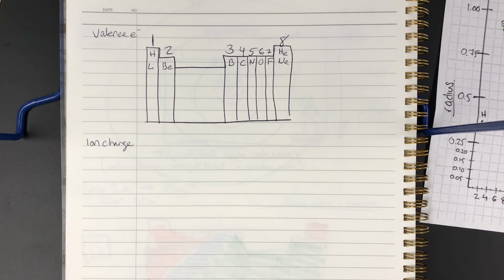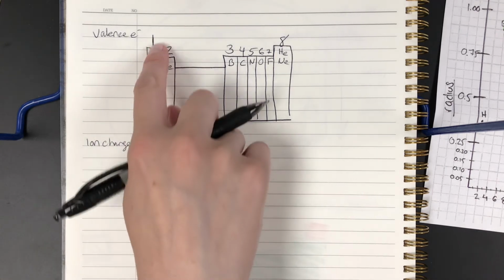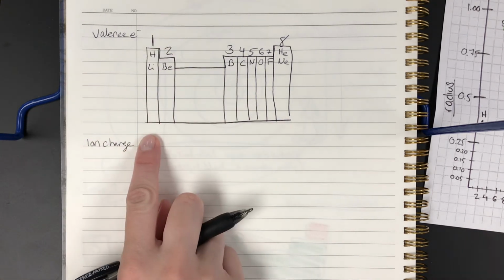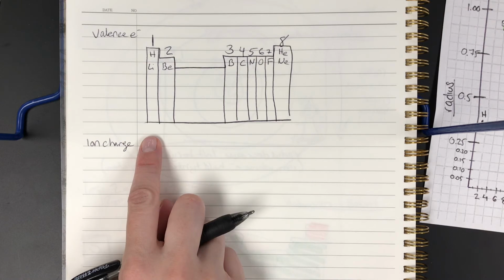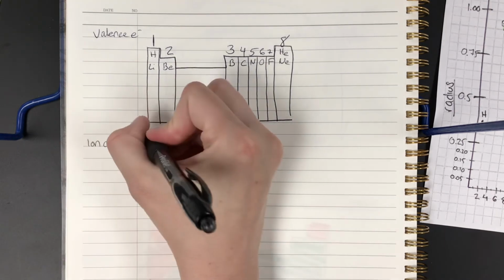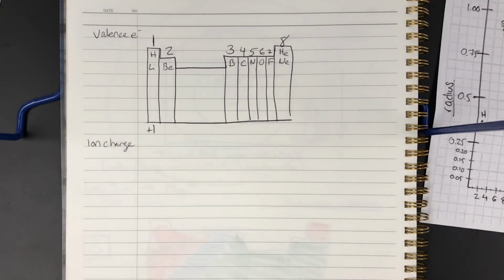So what kind of ion are they each going to form then? If lithium has 1 valence electron, what does it want to do with that 1? Get rid of it. It wants to get rid of 1 negative charge, which means it's going to have 1 more positive than negative, so it's going to form an ion of +1.